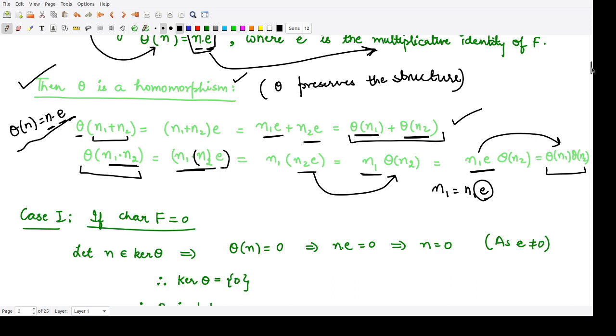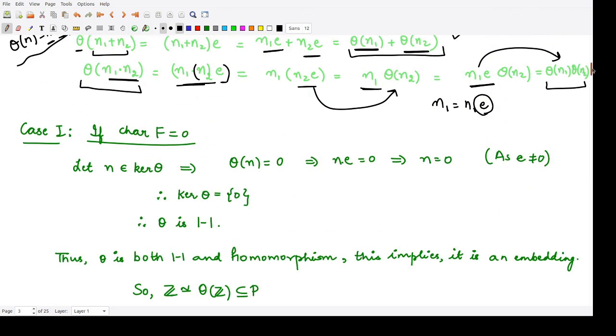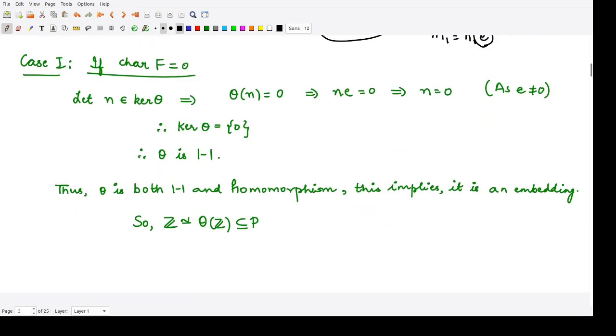How is this mapping defined? This mapping is defined using the characteristic of the field. In the first case, we only have two kinds of characteristics. If the characteristic of the field is equal to 0, in that case what would happen? For which field do we say the characteristic is equal to 0?